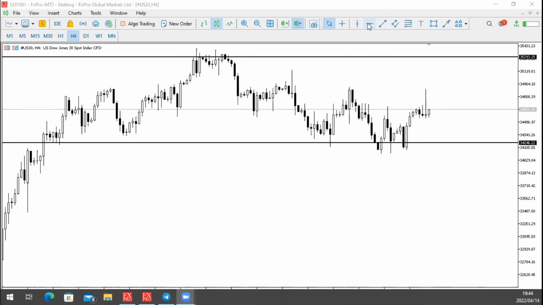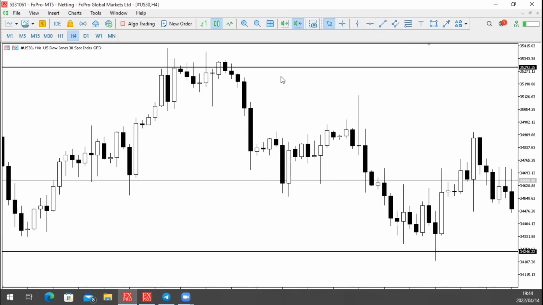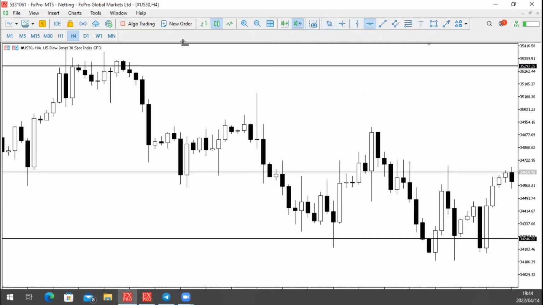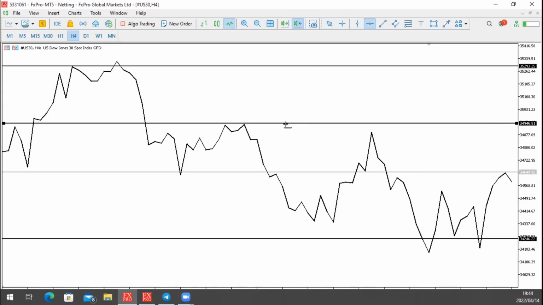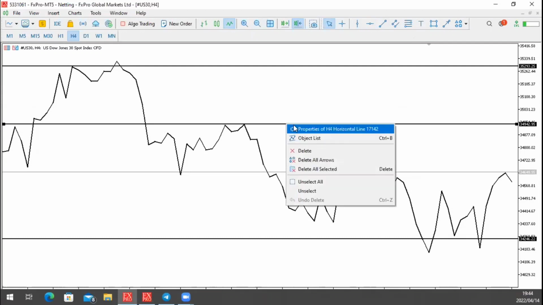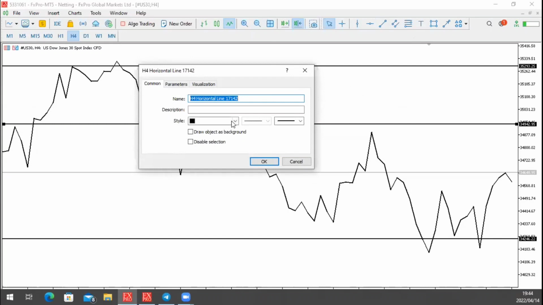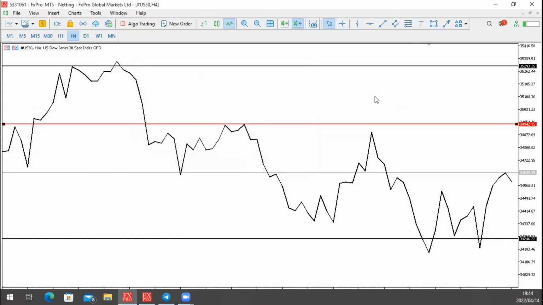Okay, let's go. Let's look for our H4 support and resistance. So I'm gonna change the color now. I'm gonna make it red. And then we also have the support. We also have a zone here also.